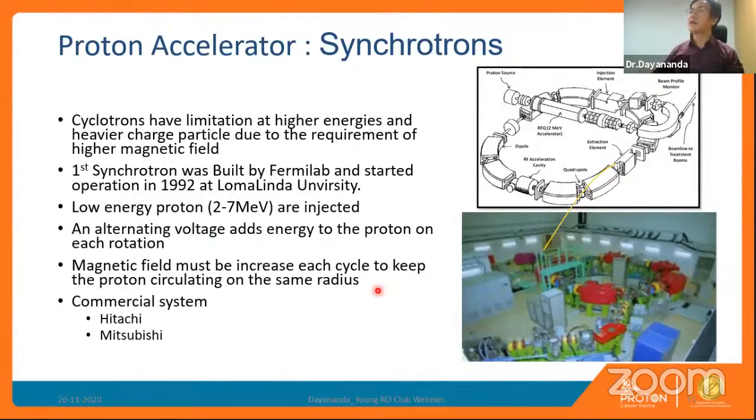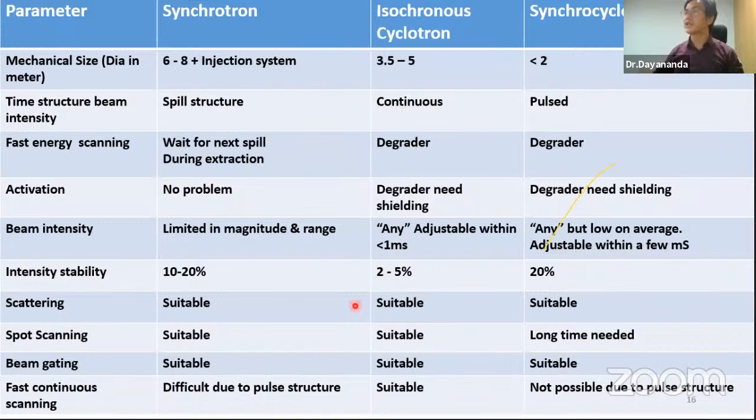So I think this is very complicated, which I would avoid, because first of all, the size of the synchrotron is going to be much bigger compared to the cyclotron. And again, among cyclotrons, isochronous cyclotrons are relatively bigger compared to the synchrocyclotron.